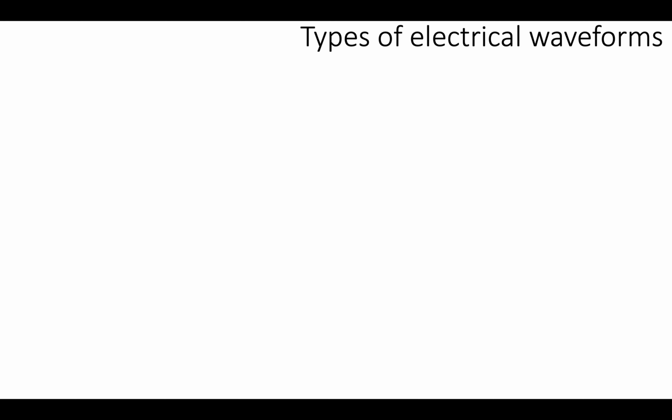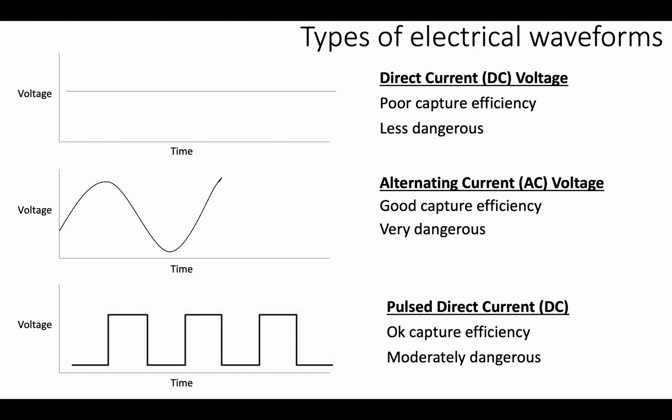Operating a Backpack Electrofisher is a lot more complicated than just going in and starting it. The first place to start is looking at the different types of electrical waveforms. We have 3 different types: direct current, DC voltage; alternating current, AC; and then pulse direct current, which is also a DC current.